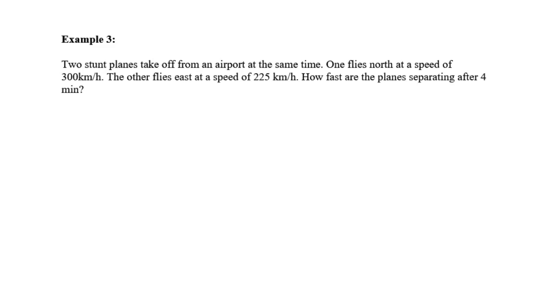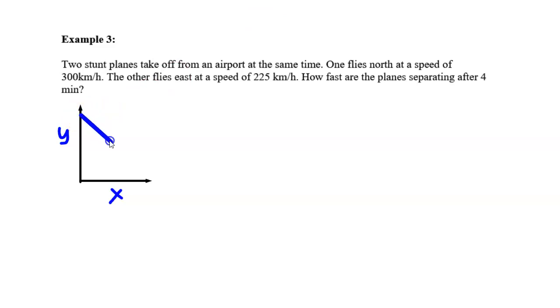Okay, so I think the first thing we want to do is to start with a diagram. So we've got our plane that is flying north at 300 kilometers per hour. We've got a plane that is flying east at 225 kilometers per hour, and I should write that in before I forget. So I'm going to call this y, I'm going to call this x, and the distance between them will be, say, this distance right here. Let's use a different one.